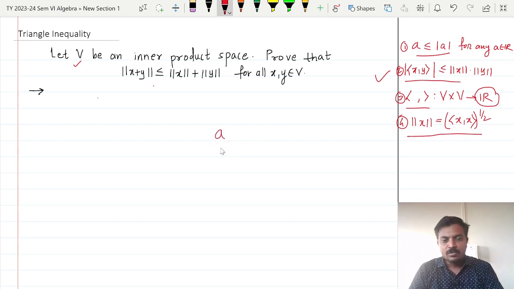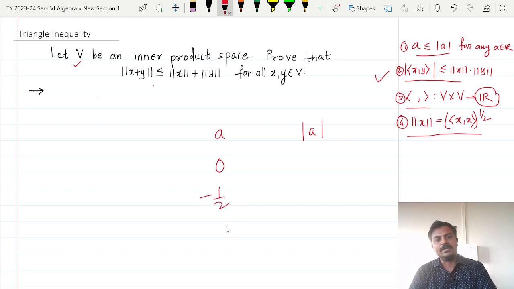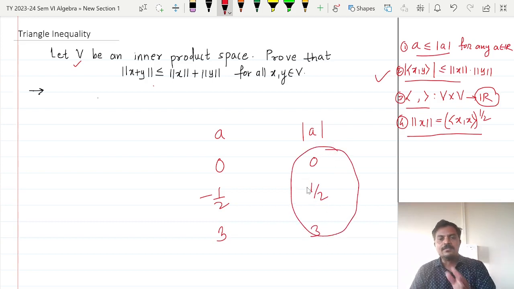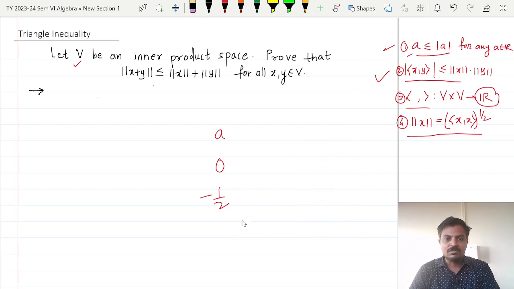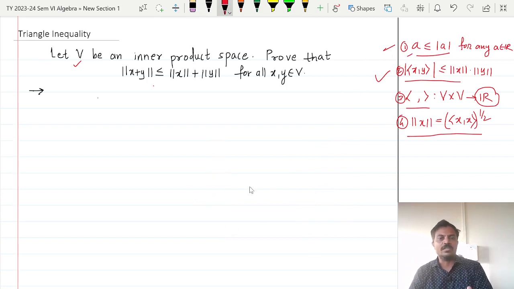What does it mean? Let us say you are having a number a. Now let us find the relation between a and mod a. There will be three cases. Let us say the real number is 0, negative, or positive. Now what will be mod of a in all the cases? Mod of 0 is 0, mod of minus half is half, and mod of 3 will be 3. In all the cases you can see that mod a is greater than or equal to a, and that is exactly what I have written here. So all this will be essential in order to prove our triangle inequality.